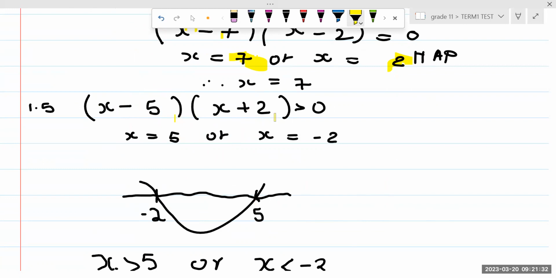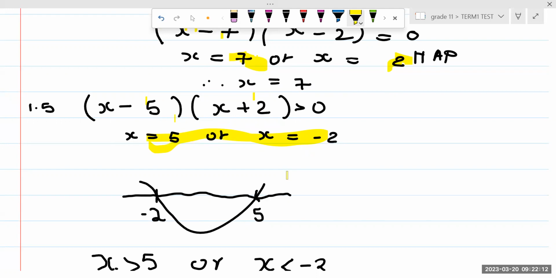Minus 5 multiplied by 2 gives minus 10 again. x and x gives x squared, then minus 5x plus 2x verifies minus 3x. Therefore, in brackets, the minus 5 transposed gives x is equal to 5, and that 2 transposed gives x is equal to minus 2 again. Therefore, these are our CVs, critical values again.